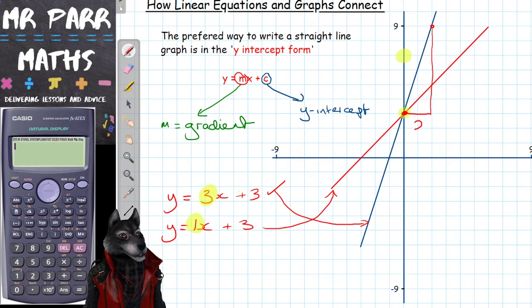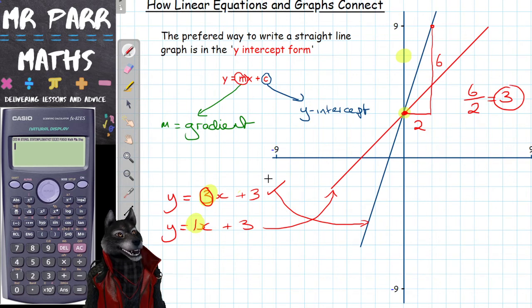So this has got a run of 2, 1, 2, 3, 4, 5, 6, a rise of 6, and gradient, as you should remember, is rise divided by run, which equals 3. And there we go. Gradient of 3, rise of 3. It's just a coincidence that this is also a 3 because it's going through at the intercept point of 3. Don't let that catch you out.